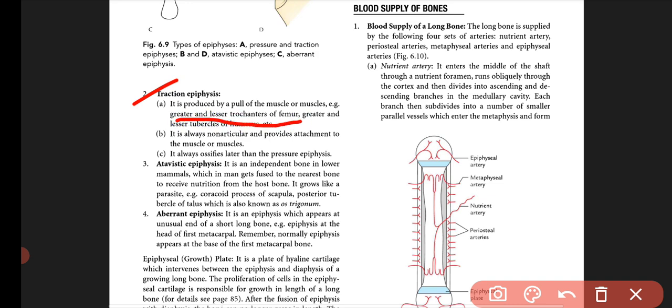We'll study later on details about the femur. You will see the greater and lesser trochanter and greater and lesser tubercle of the humerus. It is always non-articular and provides attachment to the muscles, and it always ossifies later than the pressure epiphysis.